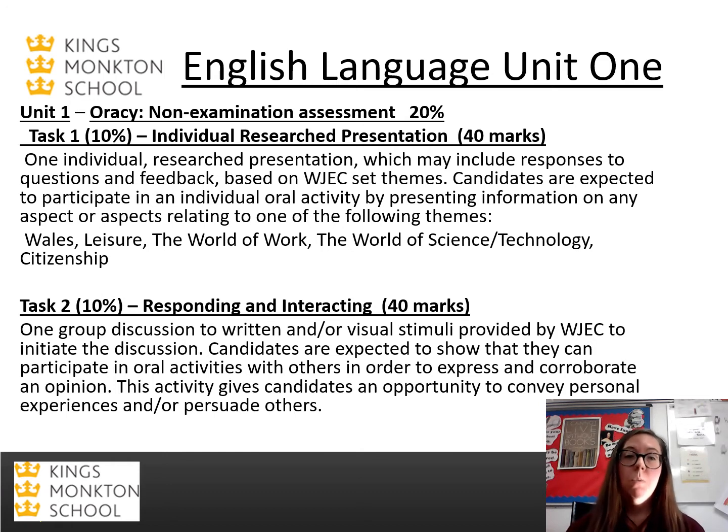Then task 2, which again is worth 10%, is responding and interacting, again worth 40 marks. Now this is the group discussion. Pupils will be put into small groups and they'll be given written and/or visual stimuli from the WJEC that tells them the topic of their group discussion. Now their group discussion will last about 10 minutes where they will present their researched information on the topic to each other and engage in a talk, giving them an opportunity to convey personal experiences, to persuade others, to collaborate with each other, and to question and comment on others' viewpoints.